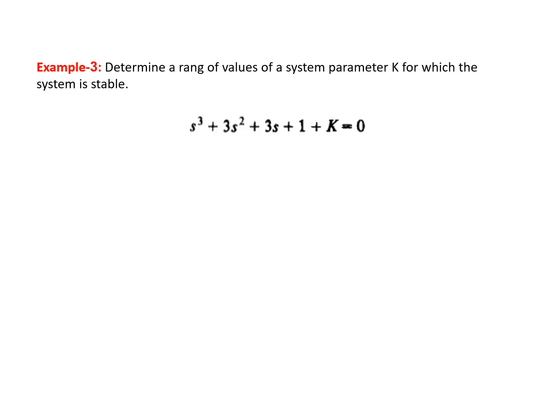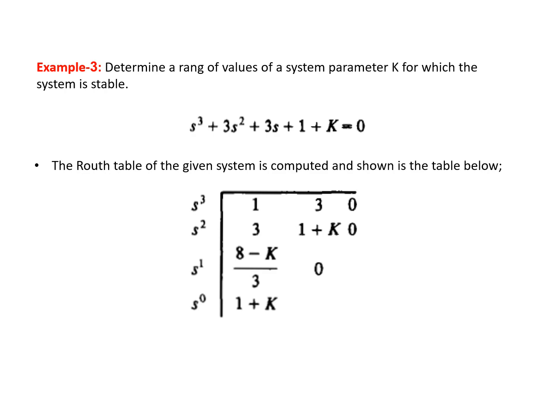Now coming to one more example. This is an example where an unknown value k is there in the equation, and you are supposed to check for what value of k the system is stable. This is one type of question which is usually asked. Using this procedure, we will construct the table as usual. So you will get a first column like this.